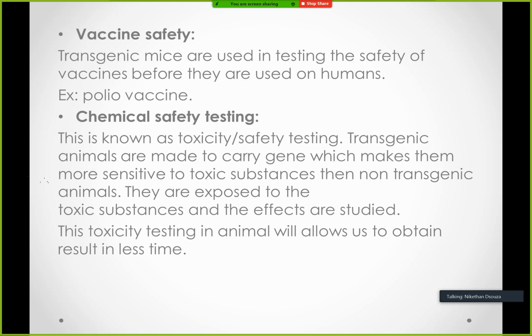And also chemical safety testing. Transgenic animals are made to carry a gene which makes them more sensitive to toxic substances, and non-transgenic animals exposed to the toxin get affected. We can study that, especially in the pharmaceutical industries.